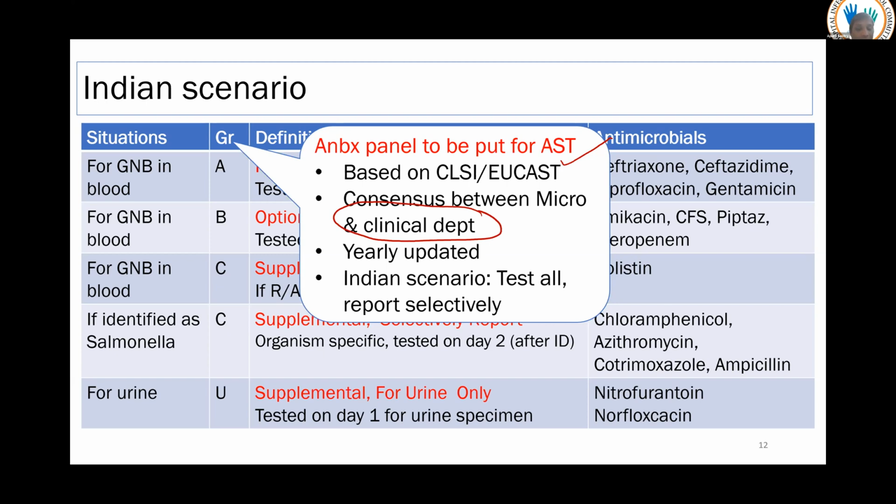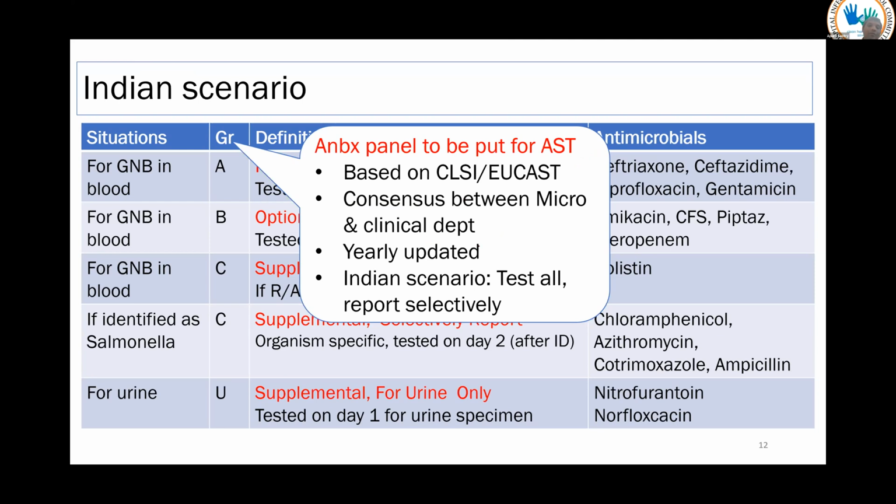Because in most labs, clinicians will not know why the microbiology department is testing so many antibiotics which we don't use clinically, and why the microbiology department is not testing some antibiotics which we are using in our hospital. That should not happen. There should be a regular discussion between the micro and clinical departments. The antibiotic panel you are going to put should be a clinically driven antibiotic panel, not a microbiology lab driven antibiotic panel.